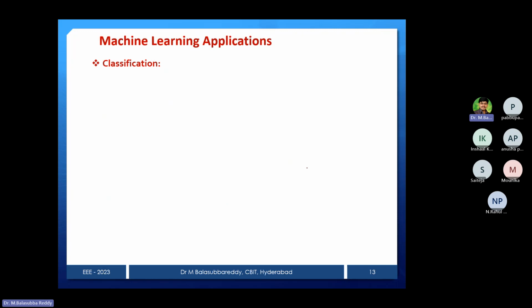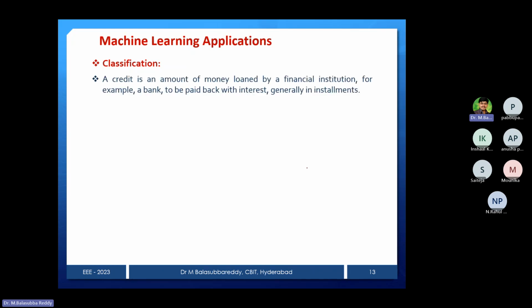Then we can see another example, because these all we have already come across, but later there will be classification, regression, clustering, and association. You will get a lot of realistic problem solutions, but these all come under applications only. Another one is classification.